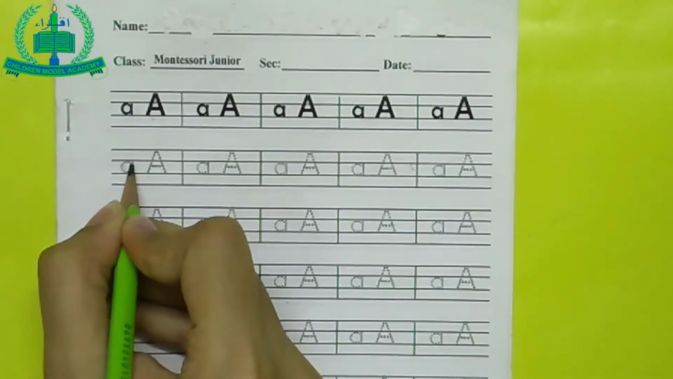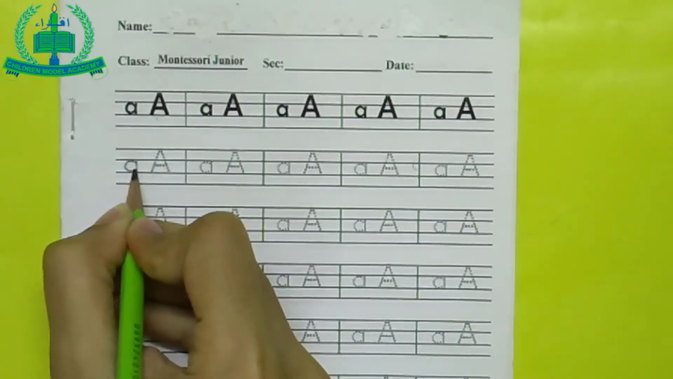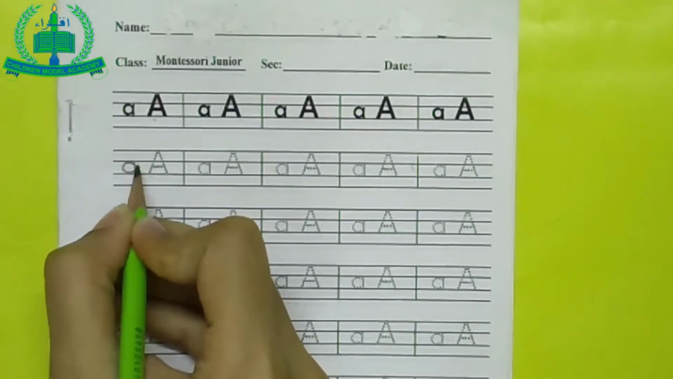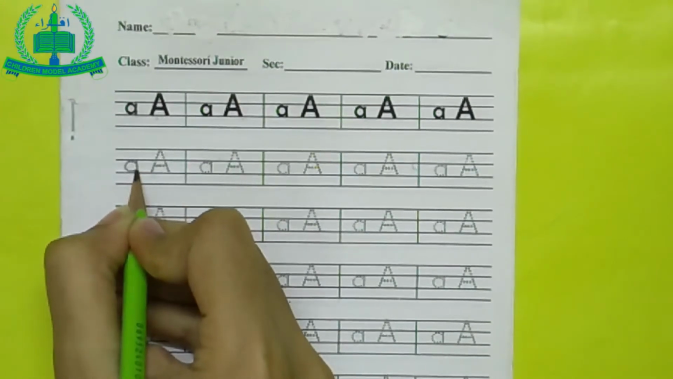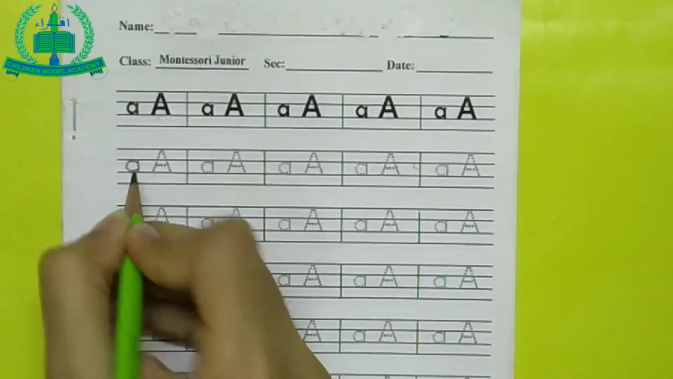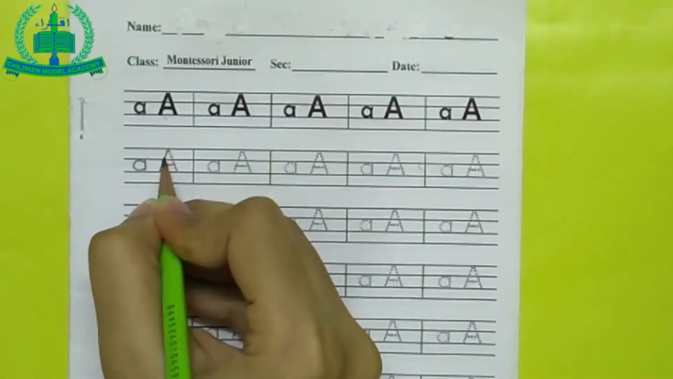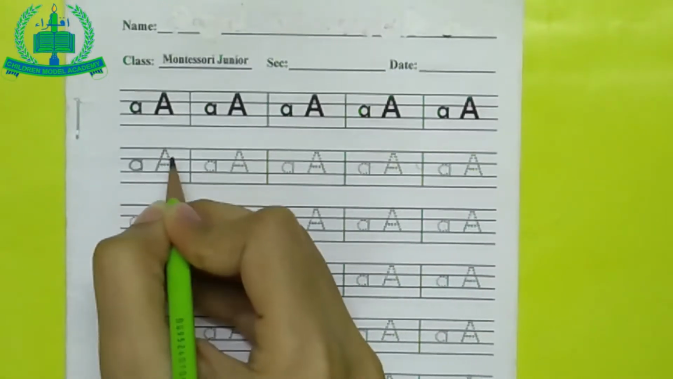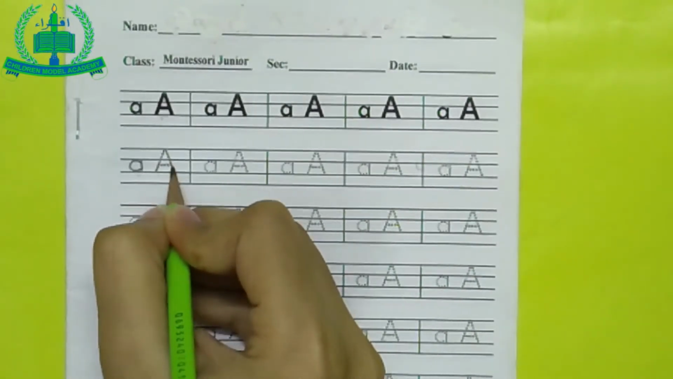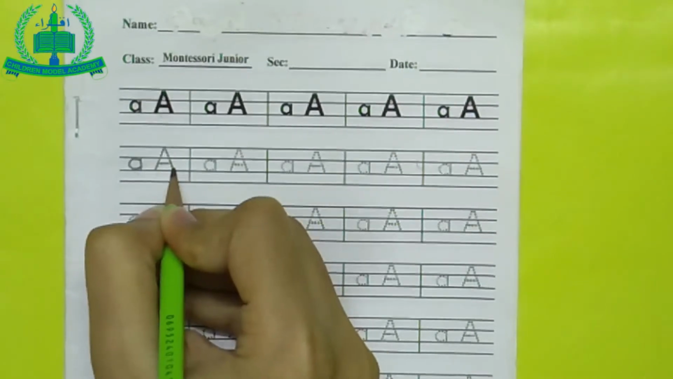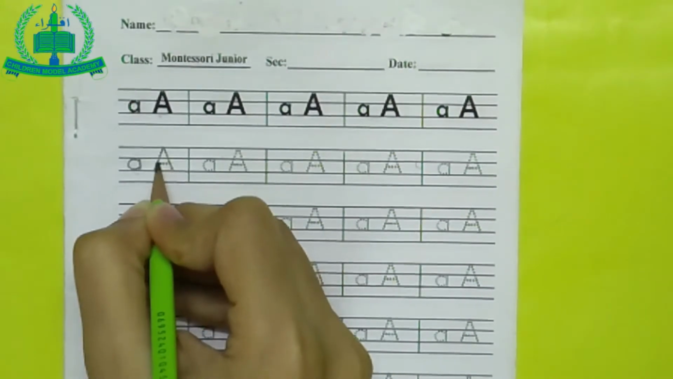Start from middle, make a small curve to the left side, then make a small standing line, small a. Start from the top of line, make a slanting line to the left side, then make a slanting line to the right side and make a sleeping line in the middle.